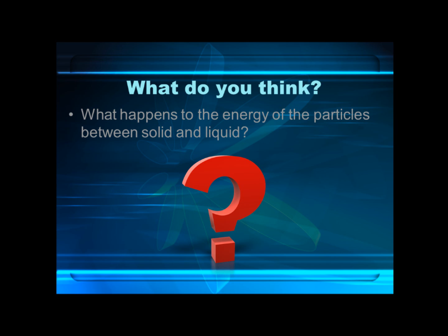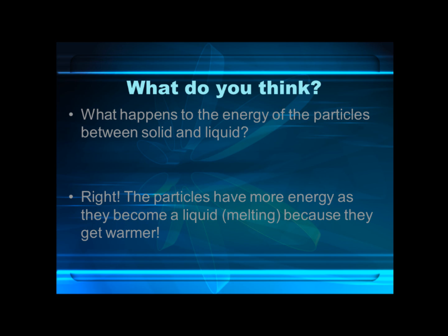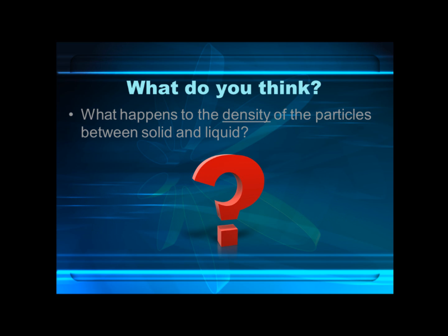All right, hopefully you said that the particles get more energy as they become a liquid, and that's actually what causes them to become a liquid. So you have solid particles, and when they get warmer, they start to move around more, and that's what we think of as melting. So it goes from solid to liquid because the particles are warmer and they have more energy.